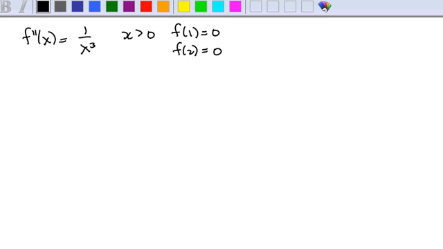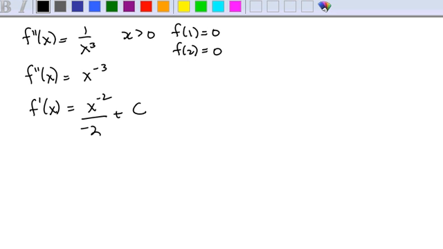So this looks like a pretty straightforward antiderivative to take. I am going to start by writing it as a negative exponent. And now I'm using the power rule in reverse. I'm going to add 1 to the -3 and divide by -2 plus c.